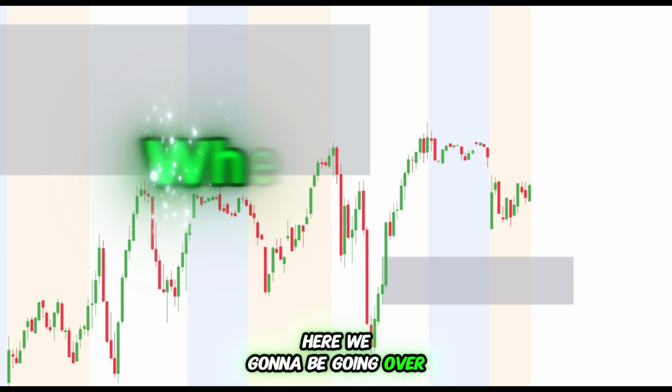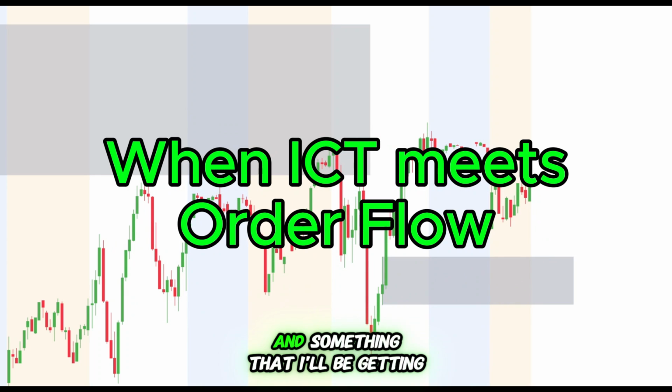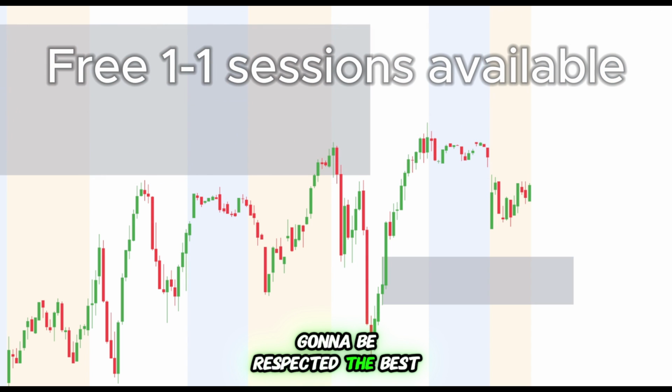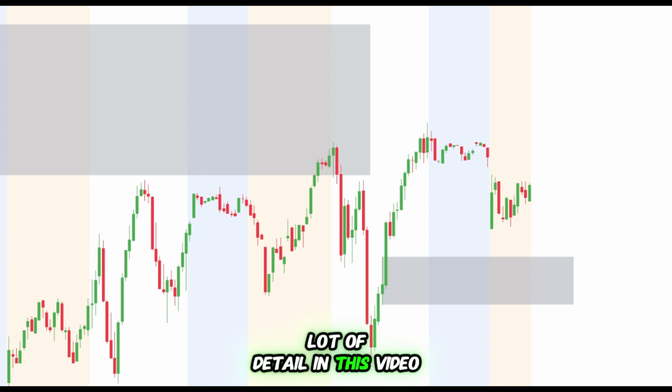Here we're going to be going over one of the most powerful concepts, and something I've been getting questions about: how do you incorporate footprint charts with ICT concepts, and how do you determine which fair value gaps are going to be respected. The best way to do this is by utilizing the ATAS platform, which we're going to be going over in a lot of detail in this video.